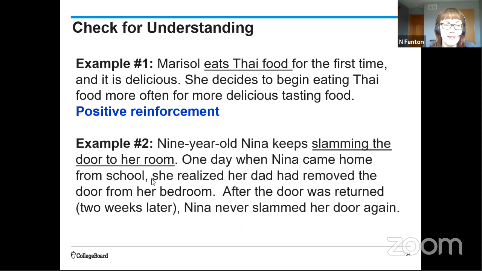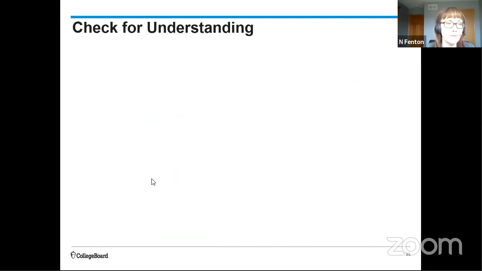Example number 2, here you have the behavior again, which is slamming the door to her room. That's the voluntary behavior. And what's the consequence? How we're going to figure that out is, first of all, does the behavior increase or decrease? And then was something added or something subtracted? So her behavior of door slamming decreased, so you should have it as a punishment, and you should have negative. It's minus a door. So something was taken away, and that decreased her door slamming behavior in the future.